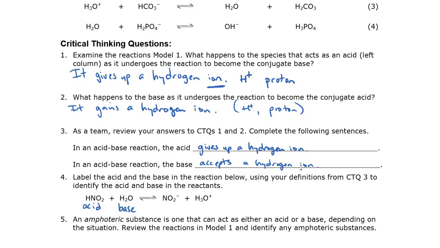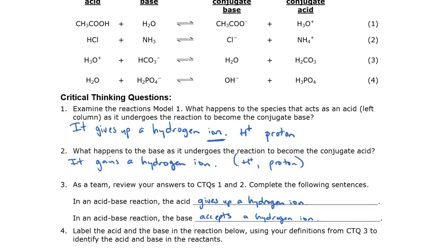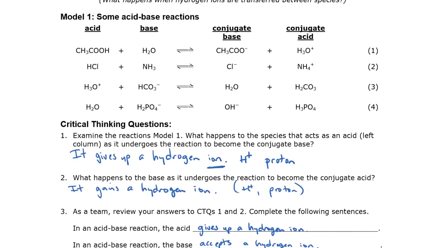Good, all right. Number 5. An amphoteric substance is one that can act as either an acid or a base depending on the situation. Review the reactions in Model 1 and identify any amphoteric substances. So I'll page that back up so you can look while the video is paused. So pause the video and identify any amphoteric substances.